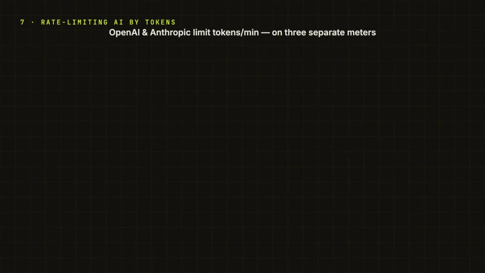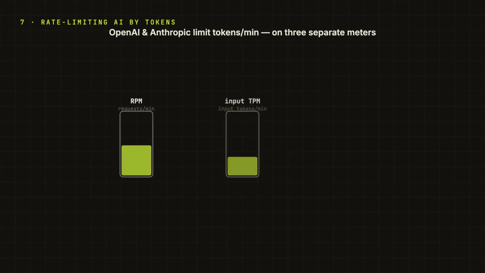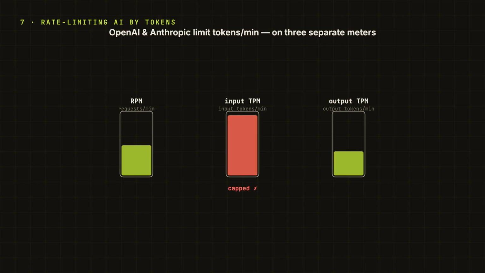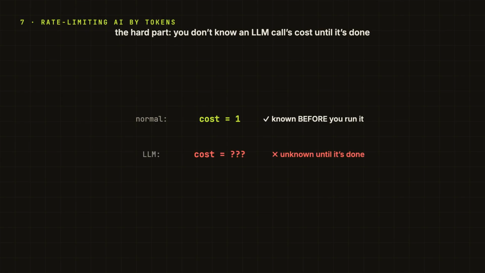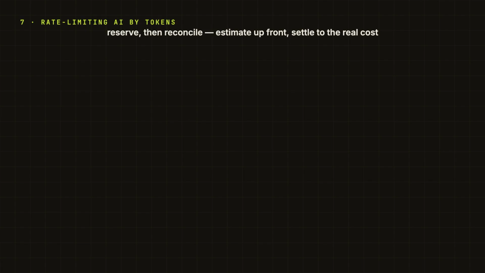So OpenAI, Anthropic, they don't just limit requests per minute, they limit tokens per minute, and not even one number. Separate limit for requests, for input tokens, for output tokens. You hit any of them, you are capped. And the genuinely hard part is this: with a normal request, you know its cost before you run it. With an LLM, you just don't. You don't know the full token count until it's done. So, how do you limit something whose cost you don't know yet?